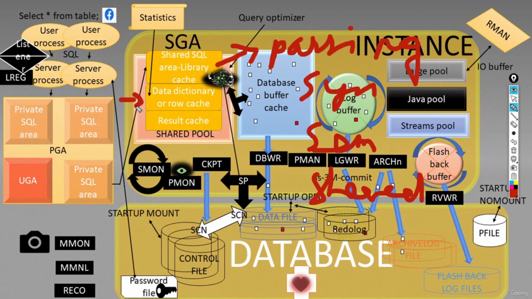Okay, so this data dictionary cache decides whether the user has permissions on the object or not.